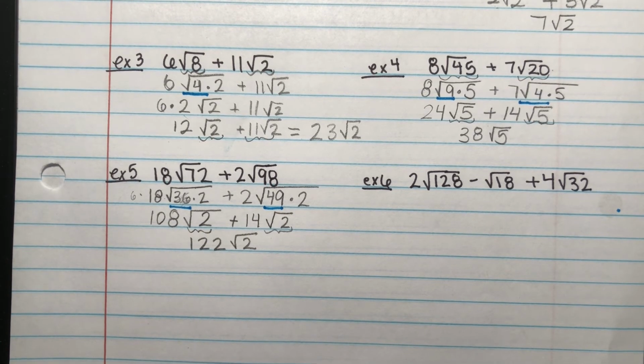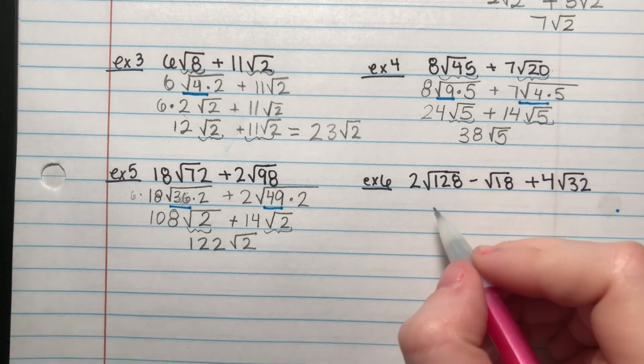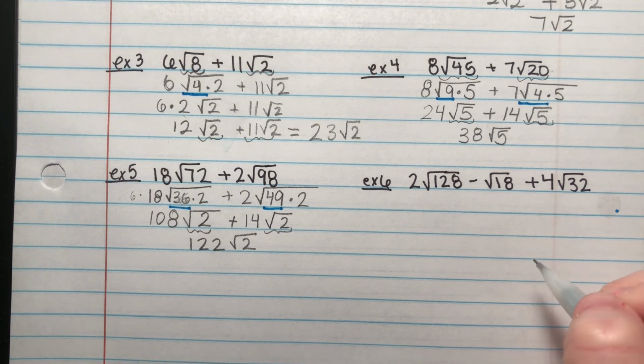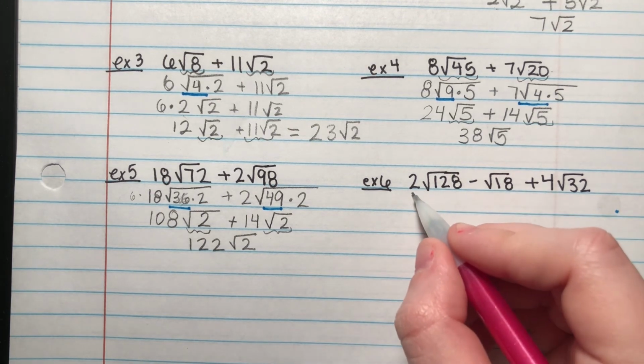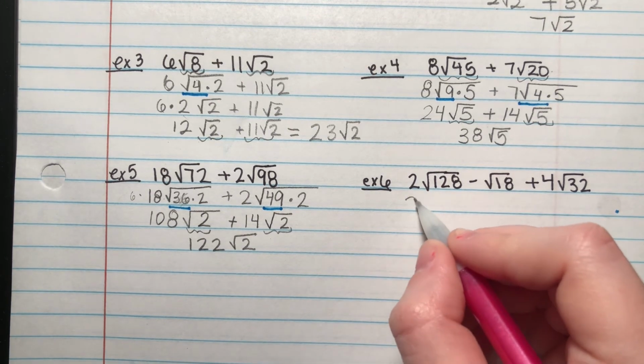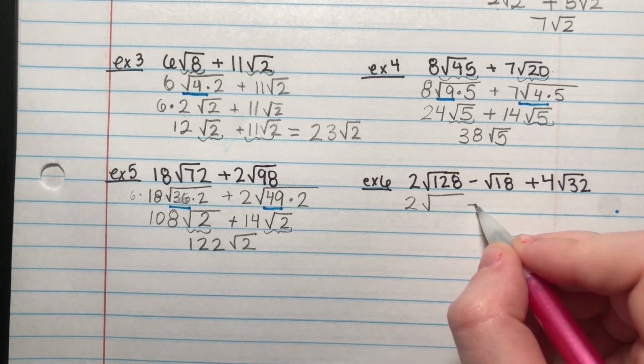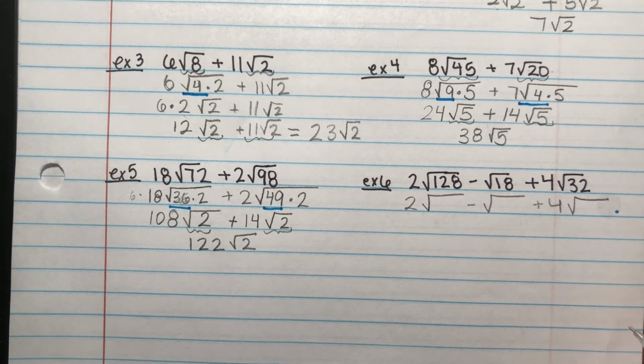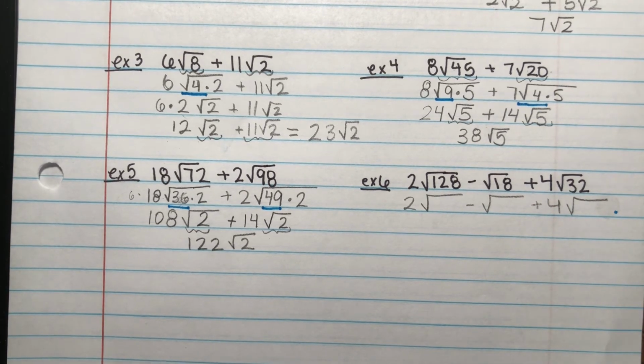All right, and our last example here. So I have, none of these are the same radical. So what I need to do, I need to simplify. Okay? So like I said, what I like to do, I just start with 2 and then go down the list. So what's 128 divided by 2?